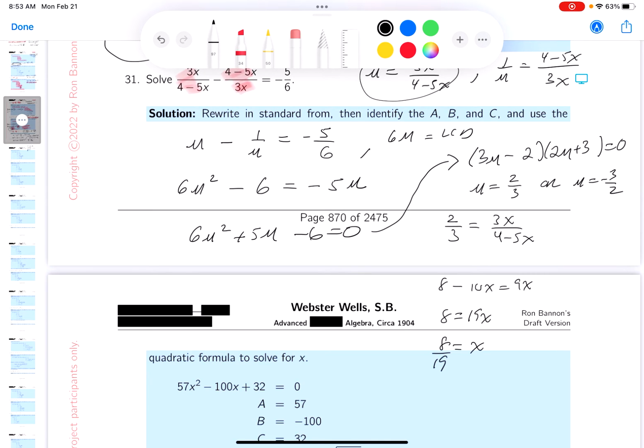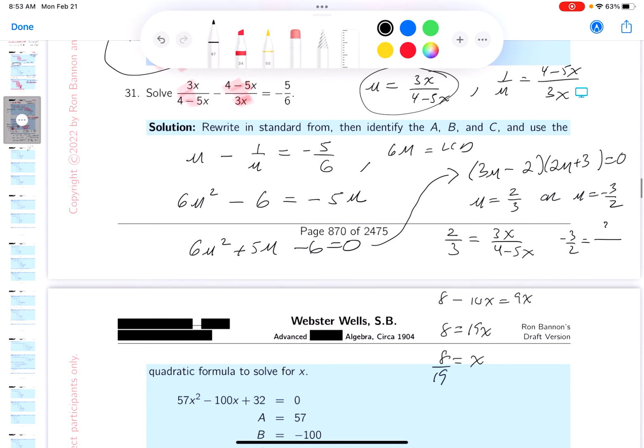All right, let's do the other one. That's minus 3/2 equals 3x over 4 minus 5x. Well, what do you get there? You get minus 12 plus 15x. That's 6x. You get minus 12 equals minus 9x. And you would get x equals 12/9, which is 4/3.